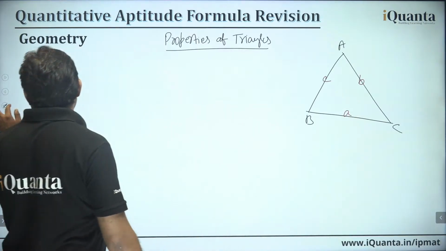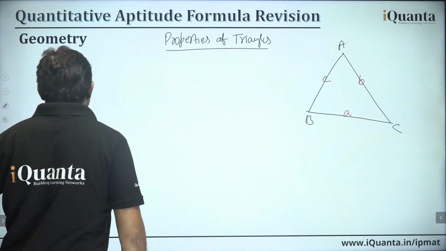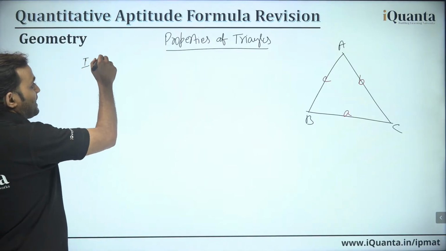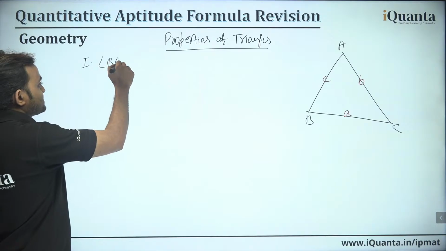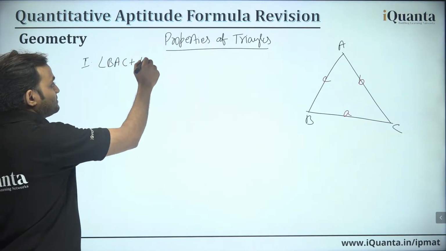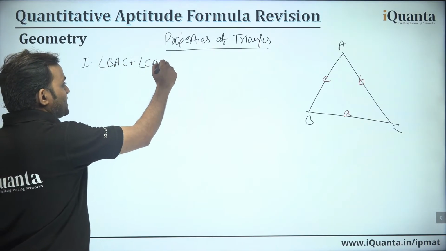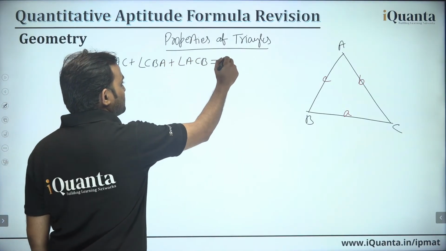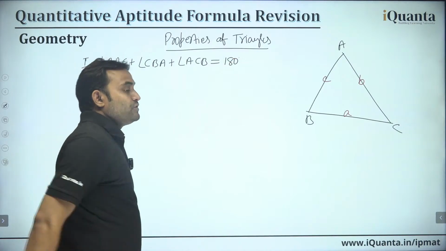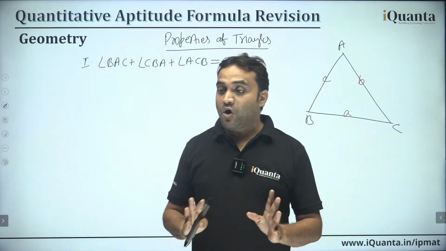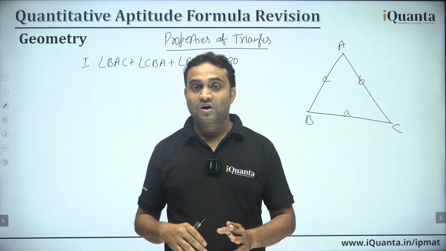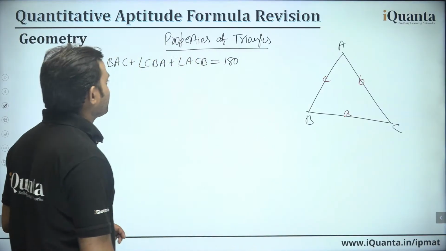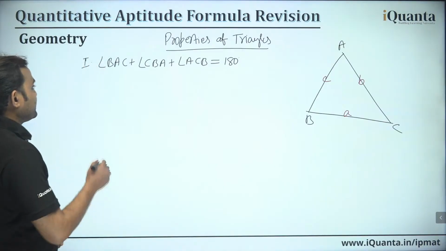Now in any triangle, what are the properties that we should know? First one is angle BAC plus angle CBA plus angle ACB is equal to 180 degrees, which we also know as the sum of all the interior angles of a triangle is 180 degrees. Okay, sum of all interior angles of a triangle is equal to 180 degrees.